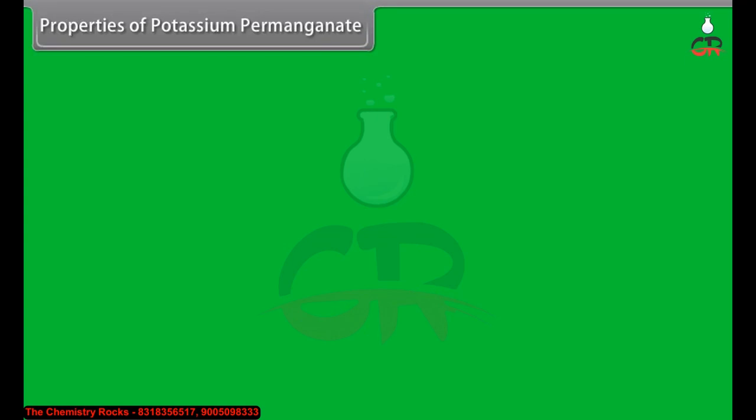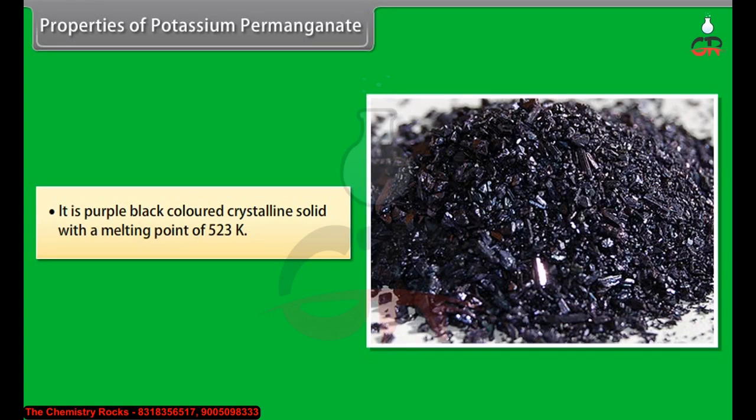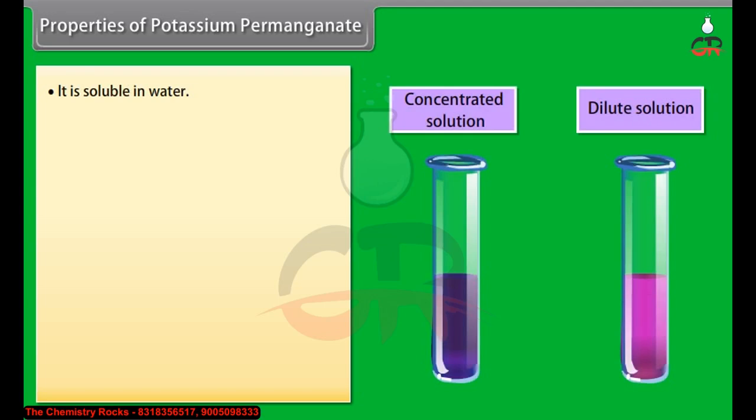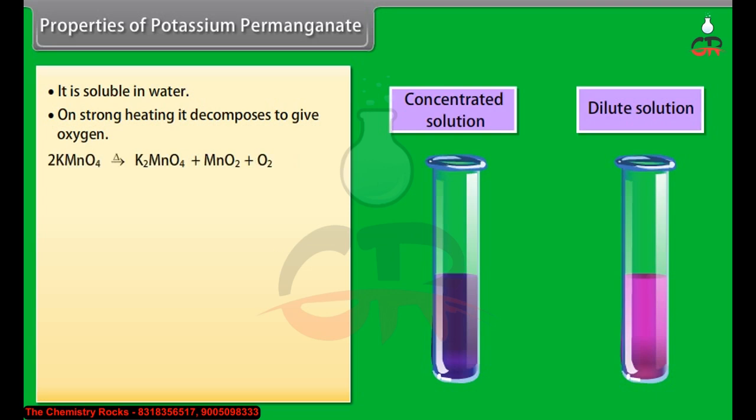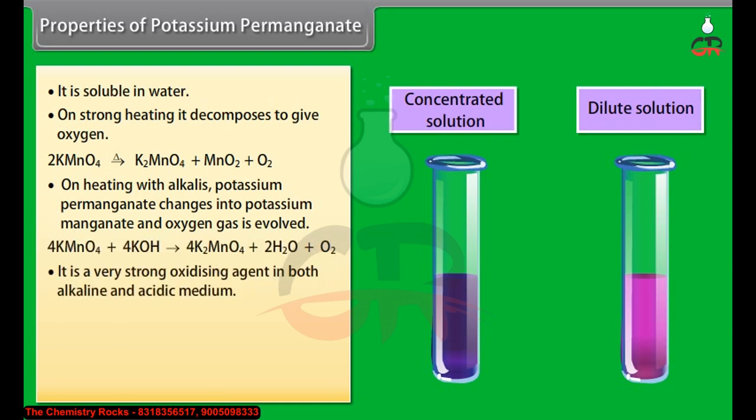Properties of potassium permanganate. Potassium permanganate is a purple-black colored crystalline solid with a melting point of 523 Kelvin. It is soluble in water. Its aqueous solution has purple color if concentrated, but if the solution is dilute, it has pink color. On strong heating, it decomposes to give oxygen. On heating with alkali, potassium permanganate changes into potassium manganate and oxygen gas is evolved. It is a very strong oxidizing agent in both alkaline and acidic medium.